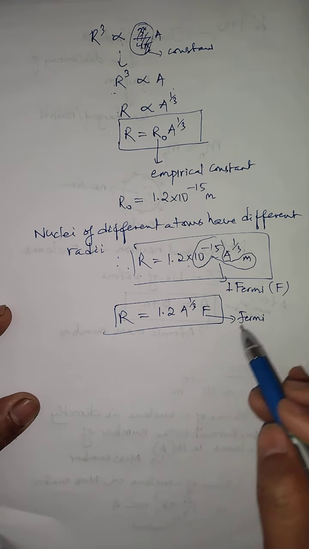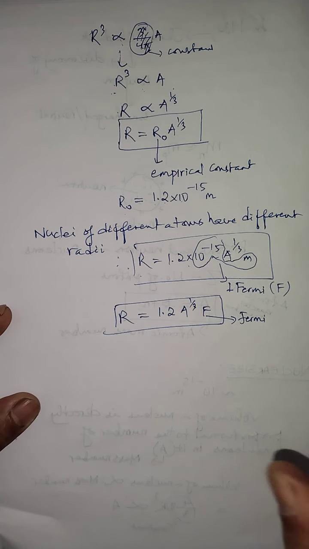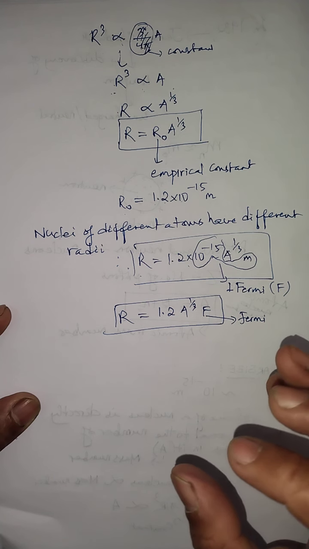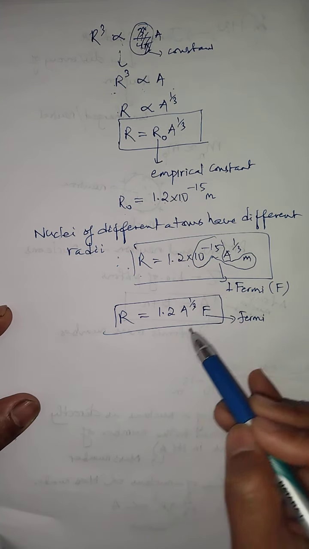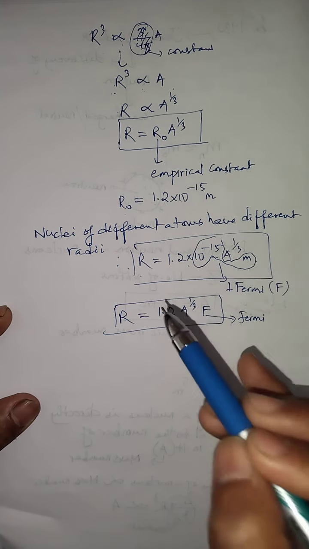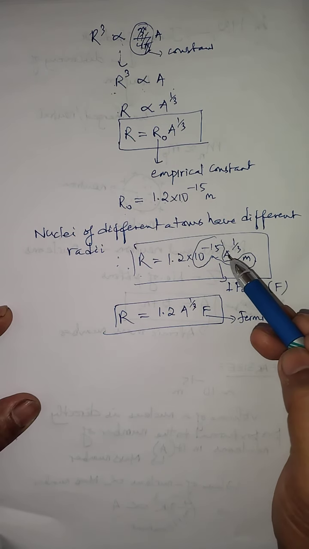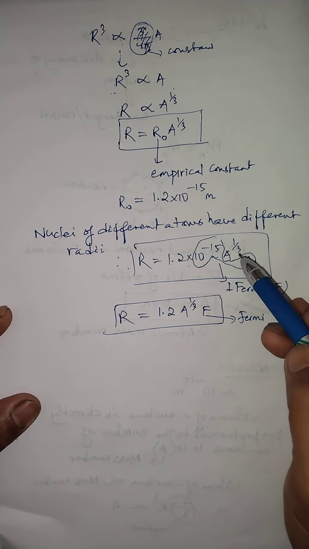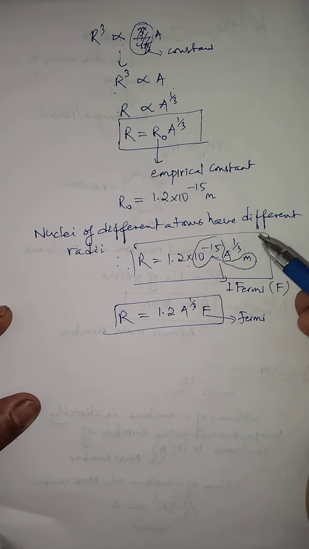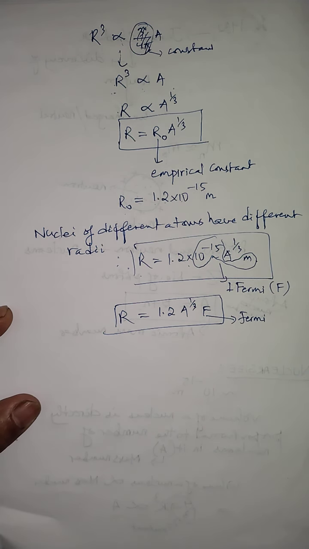Thus we can understand that the nuclei of different atoms have different radii. That means the size of the nuclei of different atoms is not the same. But the radius of the nucleus of any atom can be measured by this formula, either in meter or in fermi. The more the nucleons, the more the mass number, and the more the radius. So this gives the nucleus size of an atom.